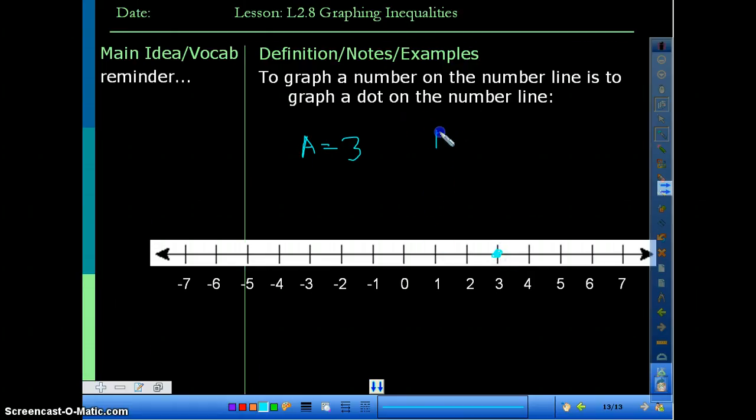I might be asked to graph a point B, which is equal to -2.5. At this point, I'm going to look between -2 and -3 on my number line, exactly right in the middle. And again, I'm going to graph a nice dot right on that number line. This is just a reminder that the dot goes on the number line, not above the number line or below the number line.